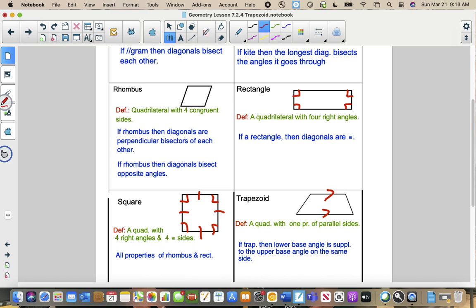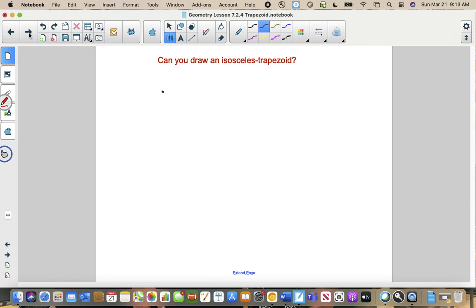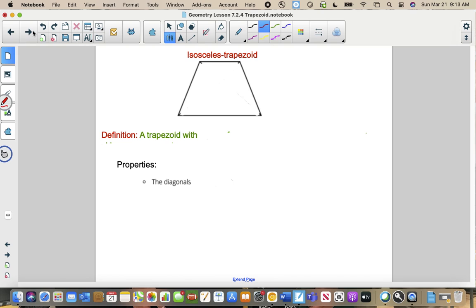Hey, welcome back. Now on a piece of paper, draw an isosceles trapezoid. What happens there? Pause and do that. Hey, welcome back. I'm hoping you drew something like this. What makes it a trapezoid? Now, what makes it isosceles?